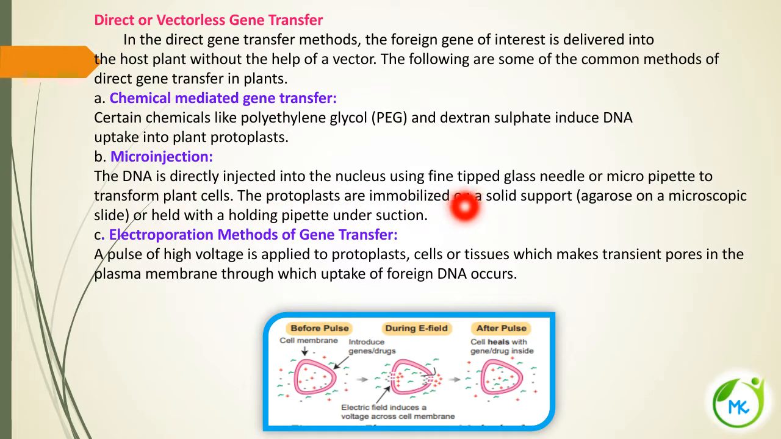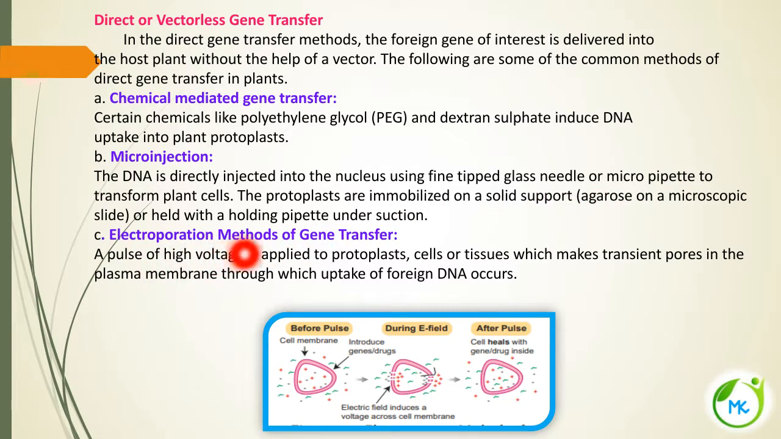The protoplasts are immobilized on a solid support or held with a holding pipette under suction, because for the process of introducing the DNA, the protoplast has to be held. So for that process, a solid support can be used.